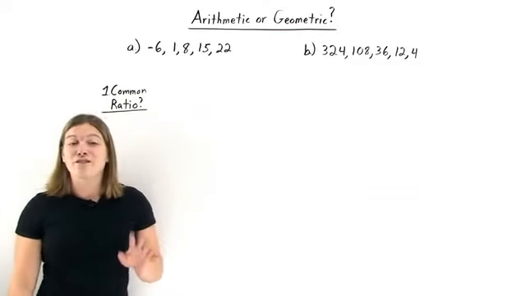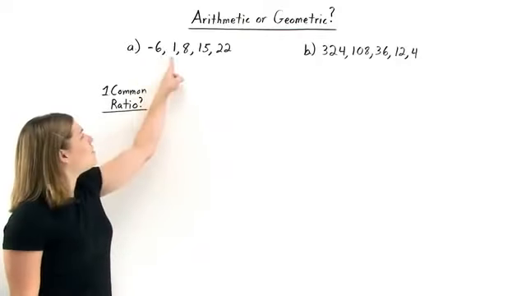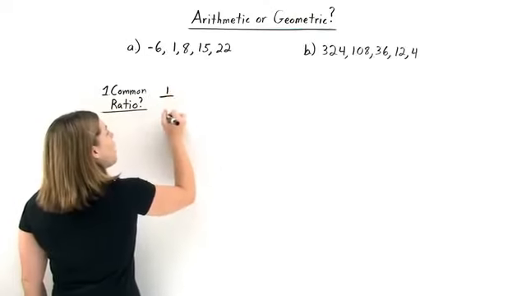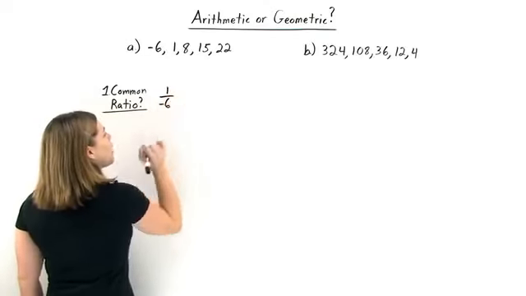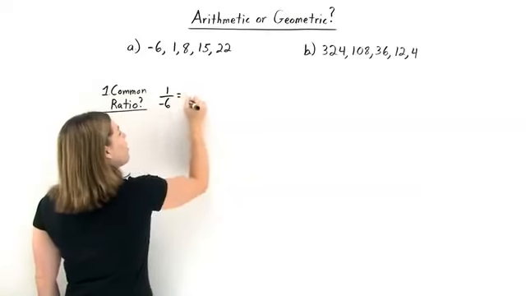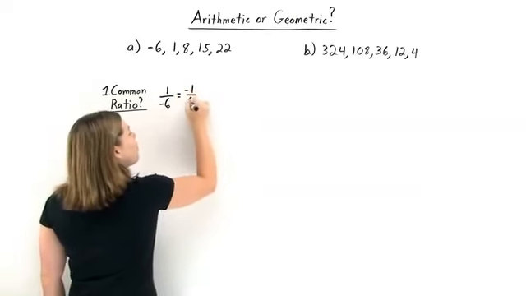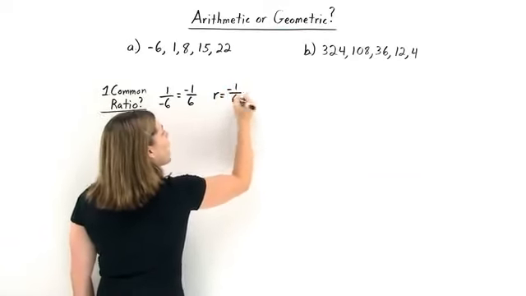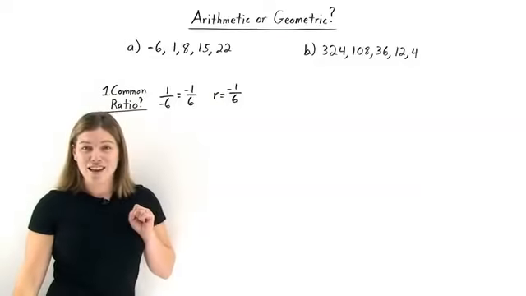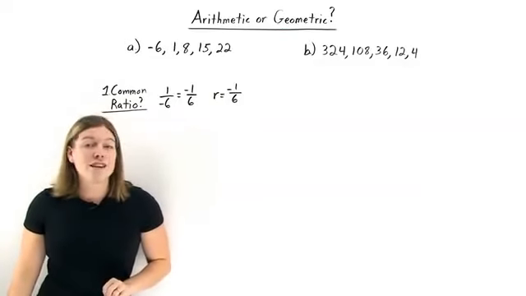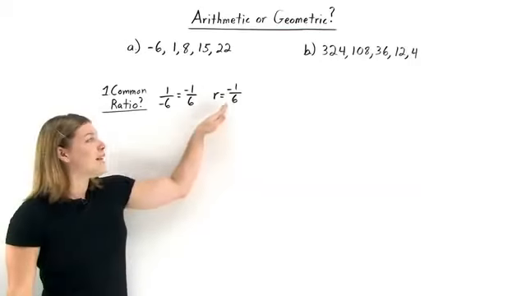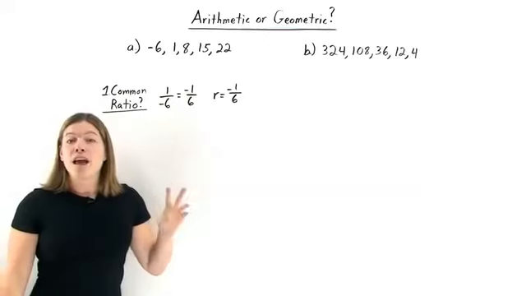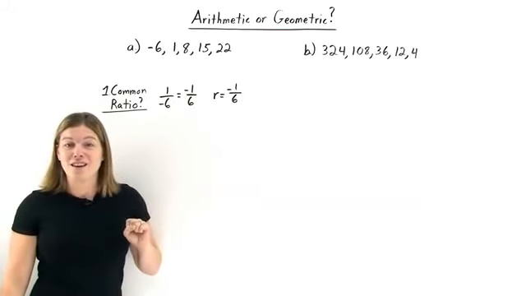So let's take a look at the first two terms in this sequence, -6 and 1. To find the ratio between these two terms, we need to take 1 and divide it by the term that comes before it, -6. When we take 1 divided by -6, we get -1/6. So here we're proposing that R, the common ratio, is -1/6. Now in order for this sequence to have a common ratio, we need to get this same value for R whenever we perform the similar division with any two other consecutive terms in this sequence.